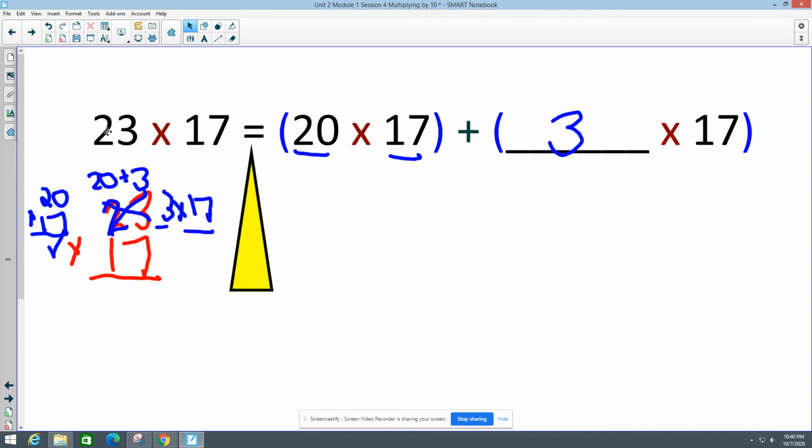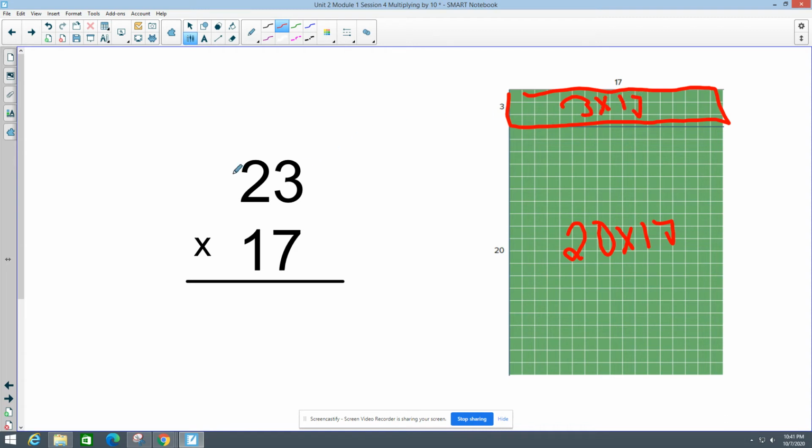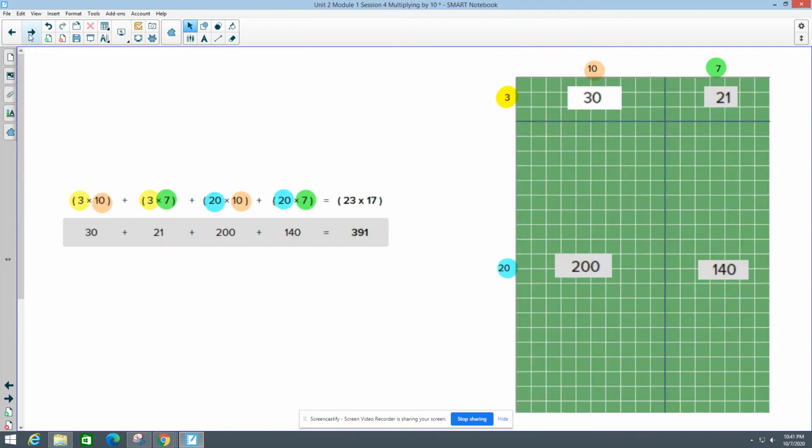If you were looking at that 23, here's another way to look at it. I broke it up into 20, it would have been 23 times 17. The 20 times 17 goes in here. So in here is the 20 times 17. And this part right up in here is the 3 times 17. Now I know this is going to be a little bit more advanced, but if I wanted to, I could even break it up again.